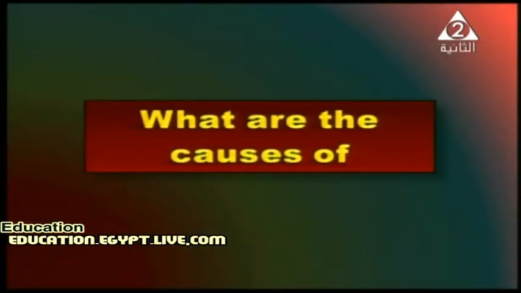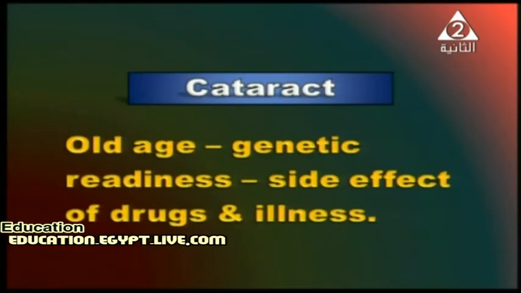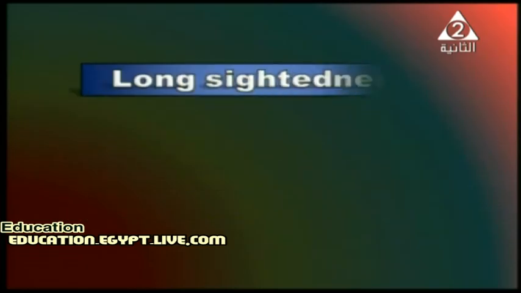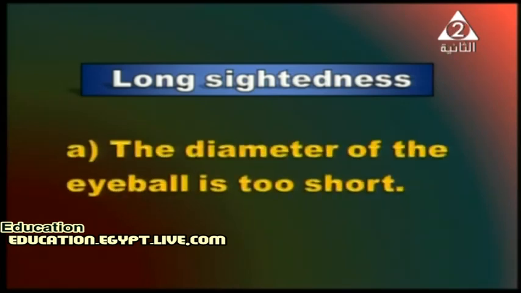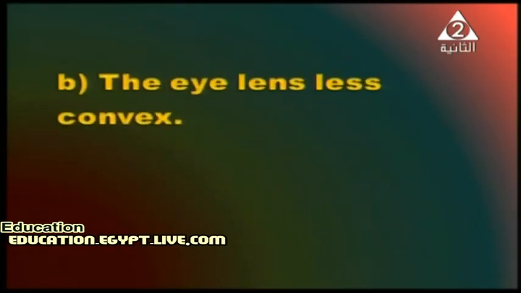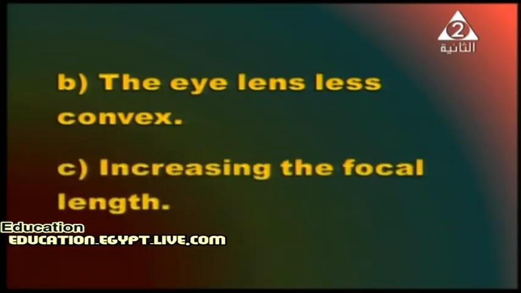What are the main causes of cataract? The old age, genetic factors, side effects of drugs, and illness. Long-sightedness: what are the causes of long-sightedness? The diameter of the eyeball is too short. The eye lens is less convex, increasing the focal length.